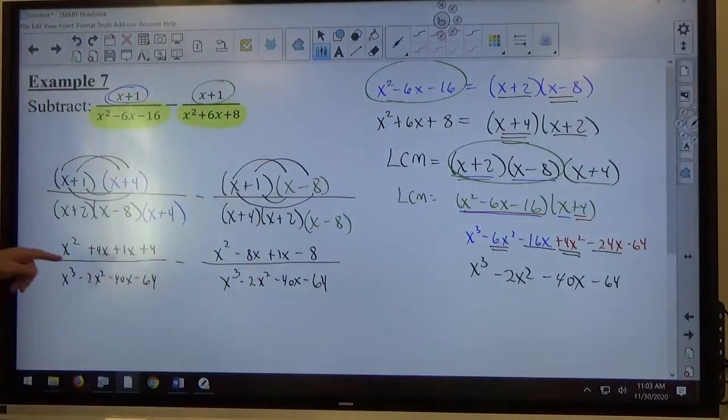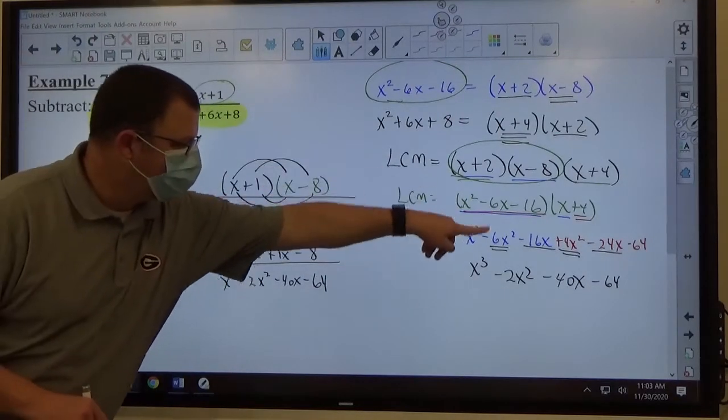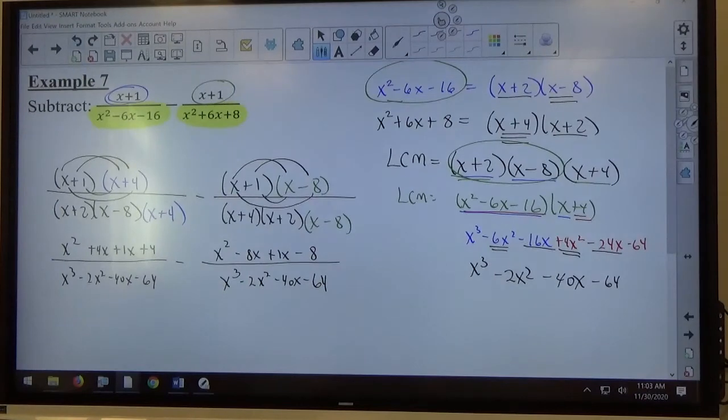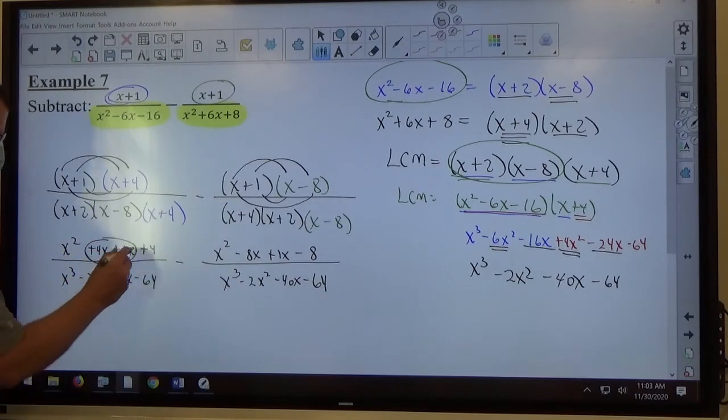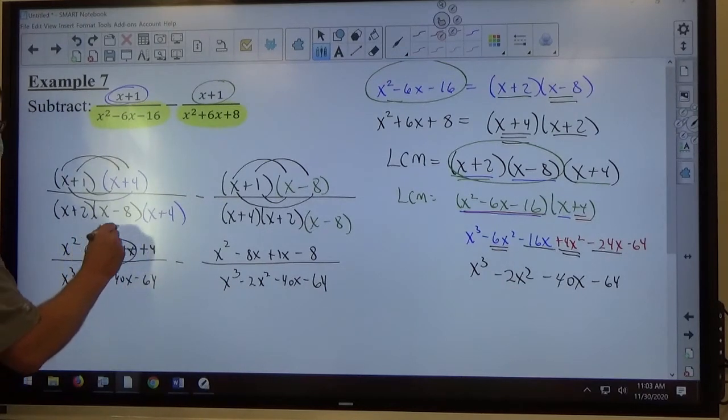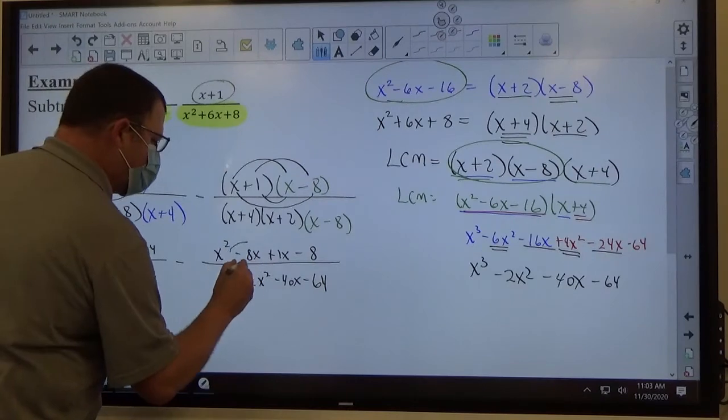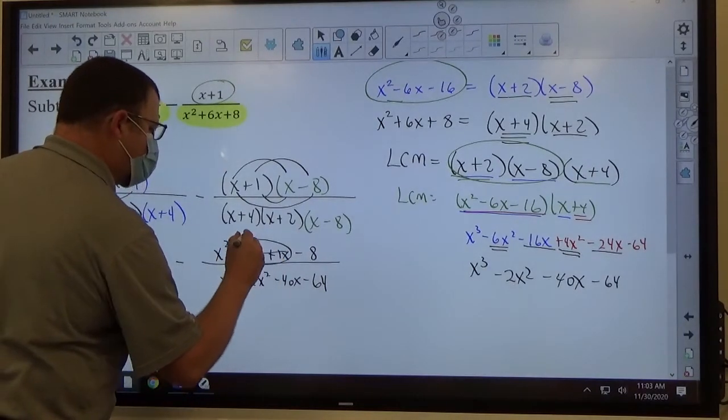In each case, I'm putting the simplified denominator that we figured out over here on the bottom of each of these fractions. Can everybody see that 4x and 1x makes 5x here? Signs are the same, so plus 5x. Here the signs are different, so we subtract and get negative 7x.